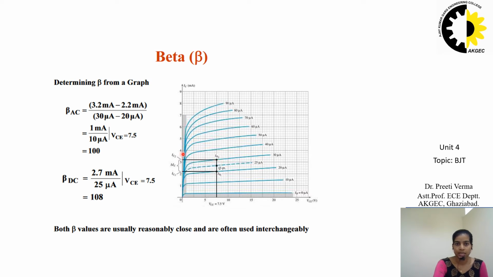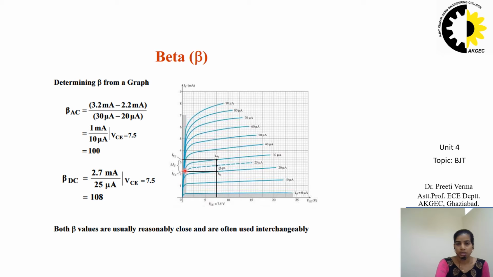So delta IC is this change in value for a constant value of VCE of 7.5 volts. Corresponding to this 7.5 volts, we have 2 points on the IB curves. Corresponding to these 2 points, we have the collector current values IC1 and IC2.